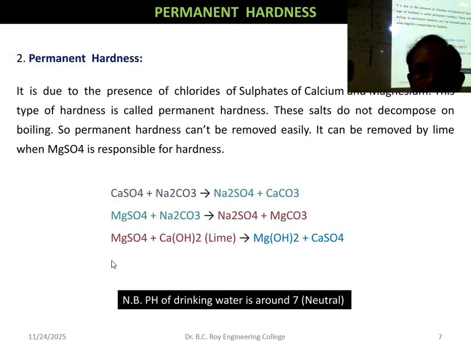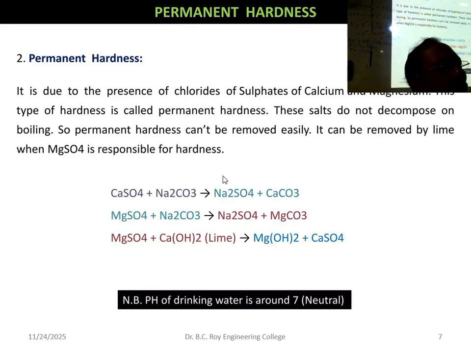Then permanent hardness. What are we doing? We are adding Na2CO3. So what is the change? Calcium carbonate is produced, which is insoluble, so automatically it goes out, precipitated. Sodium sulfate will be there in the water, but as it is a sodium salt, it will not give hardness, because sodium and potassium salts are soluble.